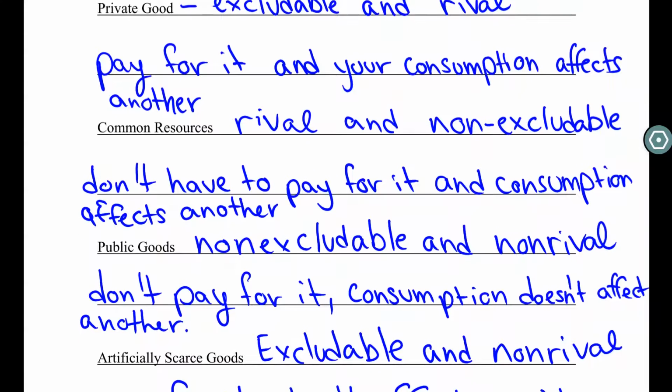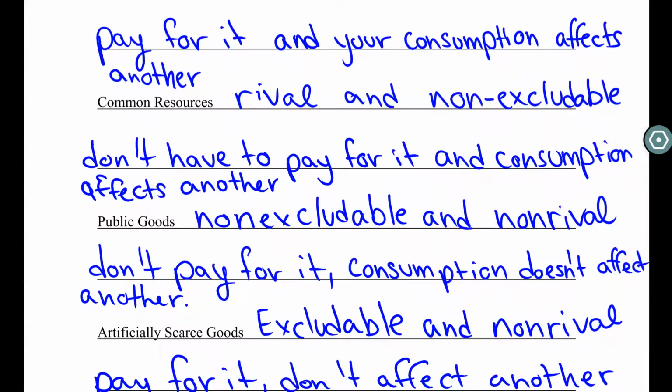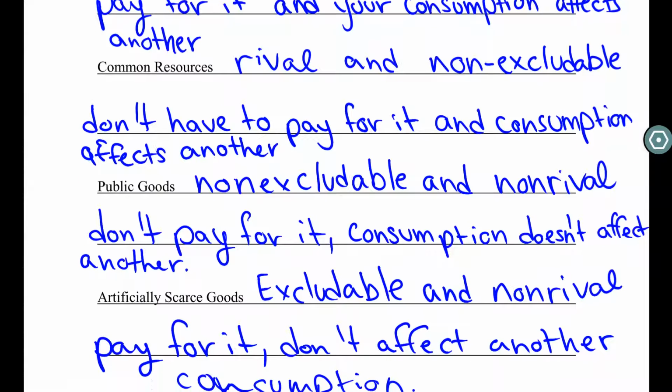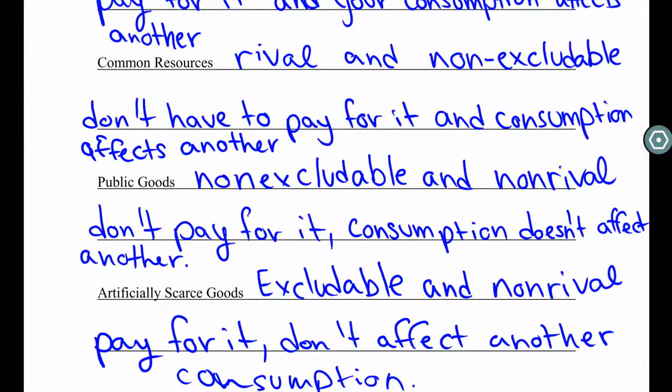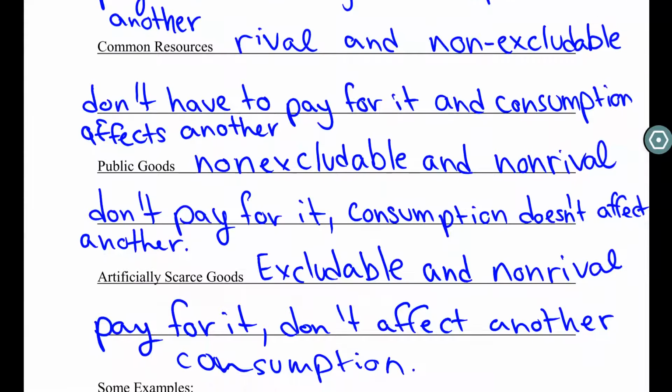Then we have this idea of common resources, which are rival and non-excludable. So this is something that people don't have to pay to access, but that is rival. So one person's consumption affects another. So think about library books, for instance. They're non-excludable. You don't have to pay to access them, but they are rival. We can't take out the same book at the same time.